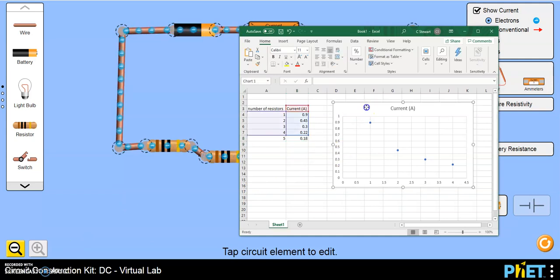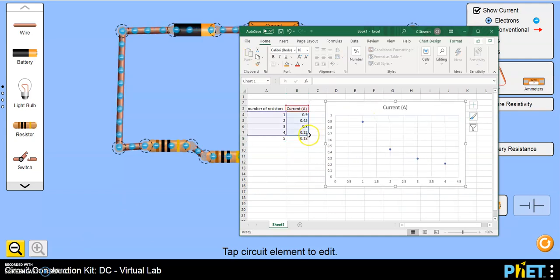And I've plotted that in my graph here. Let's make that a little bit bigger, with all the points. And as I increase the number of resistors, the current is going down. Now what do you think, what type of graph is this? Is it a straight line graph? Is it directly proportional? How could you describe the relationship between the current and the number of resistors? Okay, it's an important skill for your exam, to describe the relationship between those two parts.